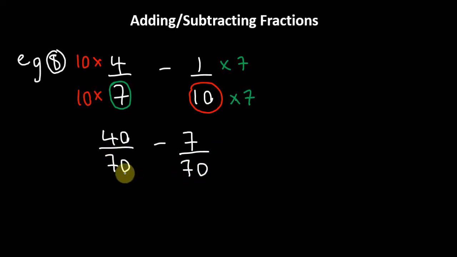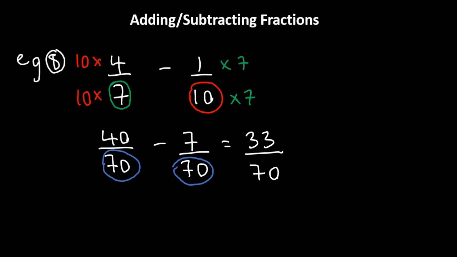Now again, guys, we have what we're looking for here. We have common denominators. Both denominators here are 70. So we can go ahead and do our subtraction. So 40 minus 7 is, of course, 33 over the common denominator, which is 70. Now let us look at another example.